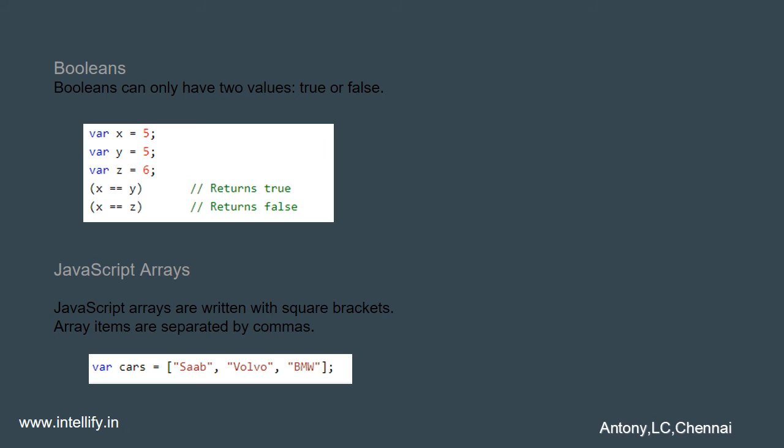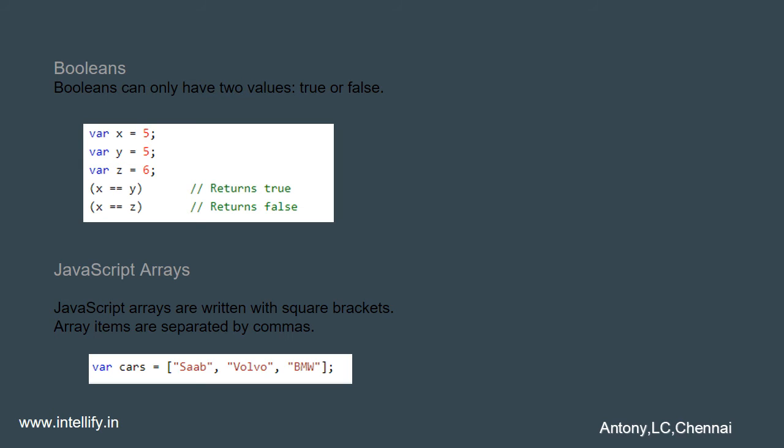So booleans. What are booleans? As I already told, a boolean has only two values, 0 or 1, that means true or false. Here variable x is equal to 5, variable y is equal to 5, variable z is equal to 6. We are checking x equal to y, it returns true. x equal to z, it returns false. Why? Because x is equal to y, both are 5. Whereas in the other case, x is not equal to z, because 5 is not equal to 6, that's why it returns false. Boolean returns only true or false in JavaScript as well as in other programming languages.